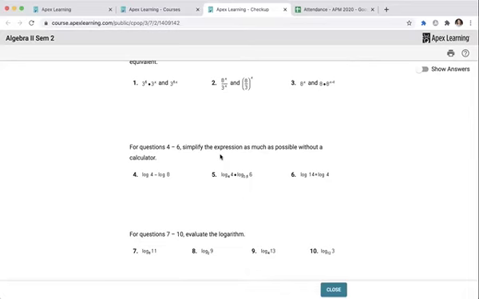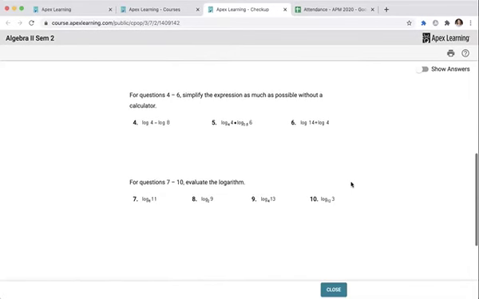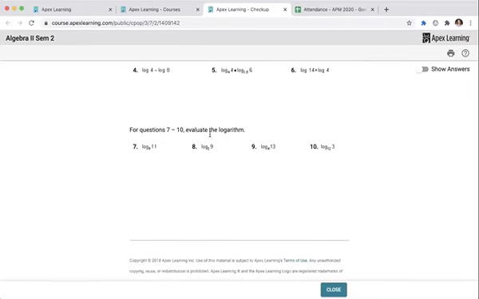For these guys here, simplify the expression as much as possible without a calculator. So what can you combine? If you can combine things, what would it look like? And then finally, obviously, evaluating the logarithm. Evaluating means get an actual value. So this is going to be talking about our change of base like formulas, because you can't plug log base 4 of 13 into your calculator.